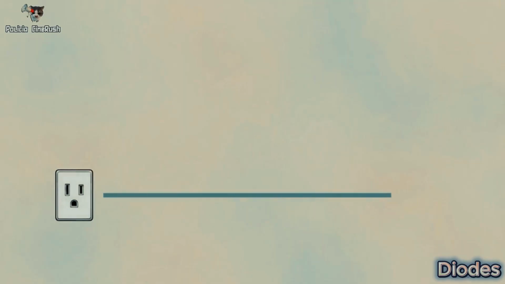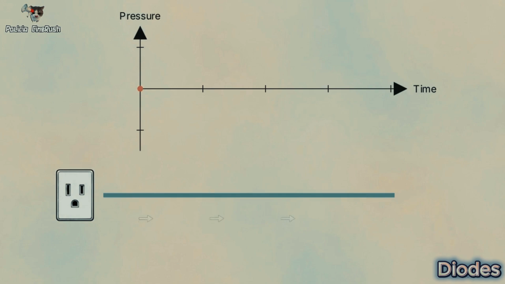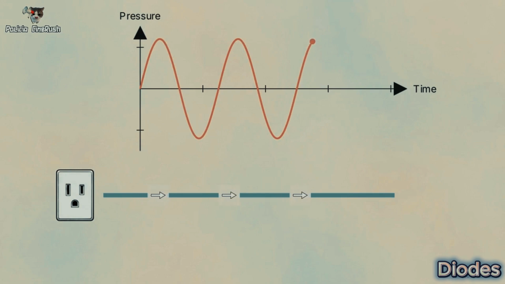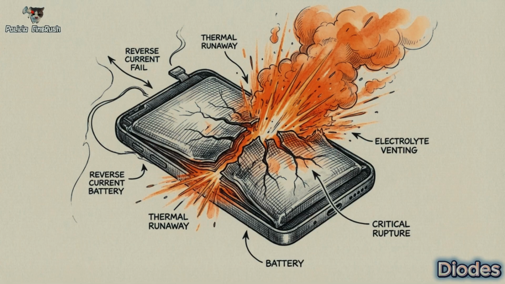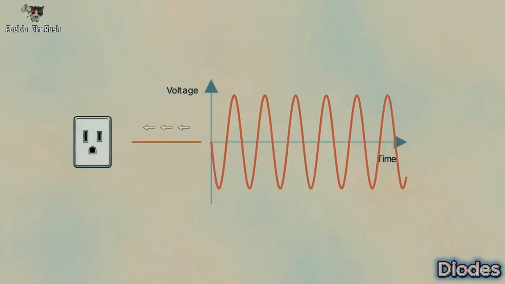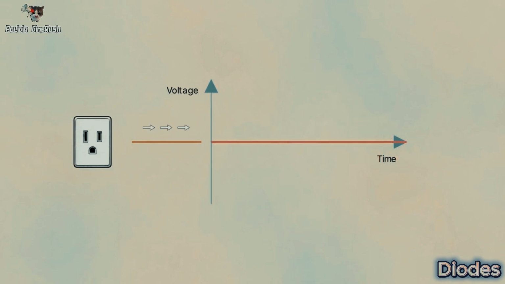That wall outlet provides alternating current, or AC. In an AC system, the electrical pressure is constantly swinging back and forth, reversing direction dozens of times every second. If you plugged your phone's battery directly into that wild wave, the reversing current would destroy it instantly. Your phone requires direct current, or DC, which flows in only one flat, steady direction.